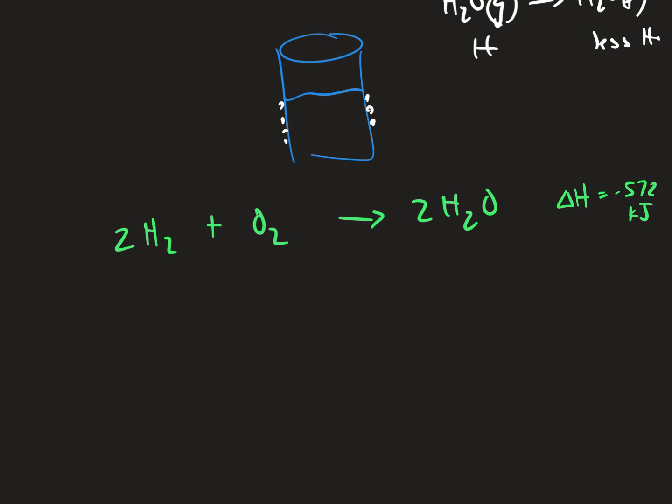And we have a delta H that is equal to negative 572 kilojoules of heat. Is that exothermic or endothermic reaction? Why is it exothermic, Albert? Because it's a negative delta H. You with me, guys?